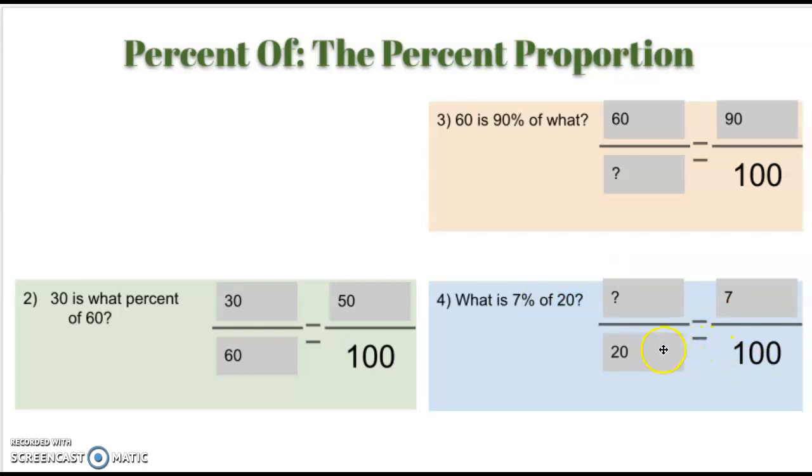So we're going to cross multiply 20 times 7 and then hit enter in your calculator. And then divide by 100. And you may get a decimal point, that's perfectly fine.